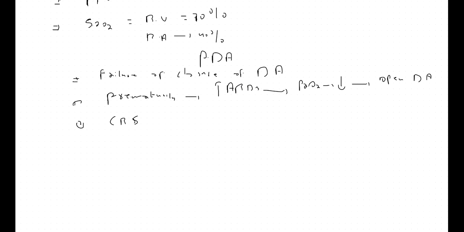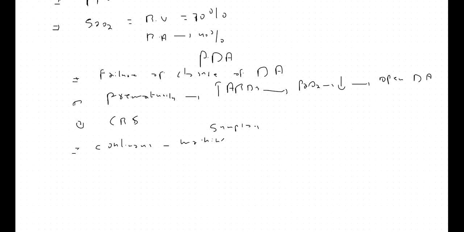Now, how does a PDA present? What will be the typical presentation of the PDA? Anybody who wants to take the chance here? A machine-like murmur. Excellent. You get a continuous machine-like murmur. And what's the location of that murmur? The left infraclavicular region. Very good. The left infraclavicular space is the location of a continuous machine-like murmur. That will be the presentation of your PDA.